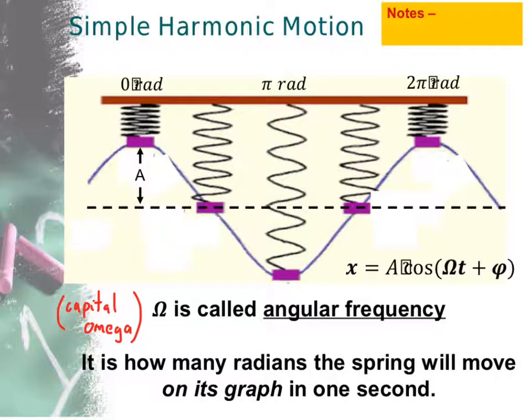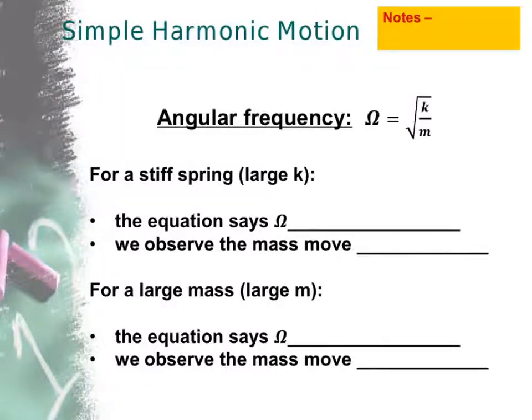It's a similar principle to angular speed that we worked with when we were talking about circular motion. But now you have to think of radians in terms of not on a circle, but now you have to think in terms of radians on a sine or cosine graph. Now what I want you to do with this is I want you to write this down as you see it.